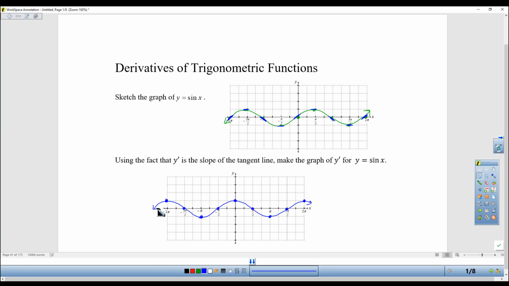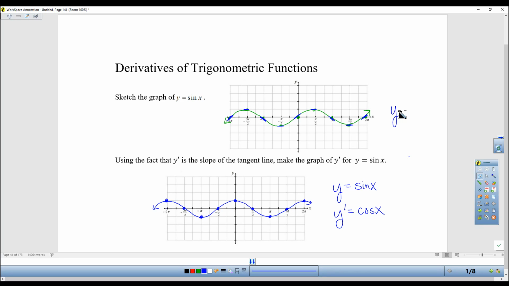What does this mean? That means that if y is equal to sine of x, the derivative of sine is cosine. If you want to know the slope anywhere along the sine curve, you would plug that x value into the cosine equation. It's funky, I know.